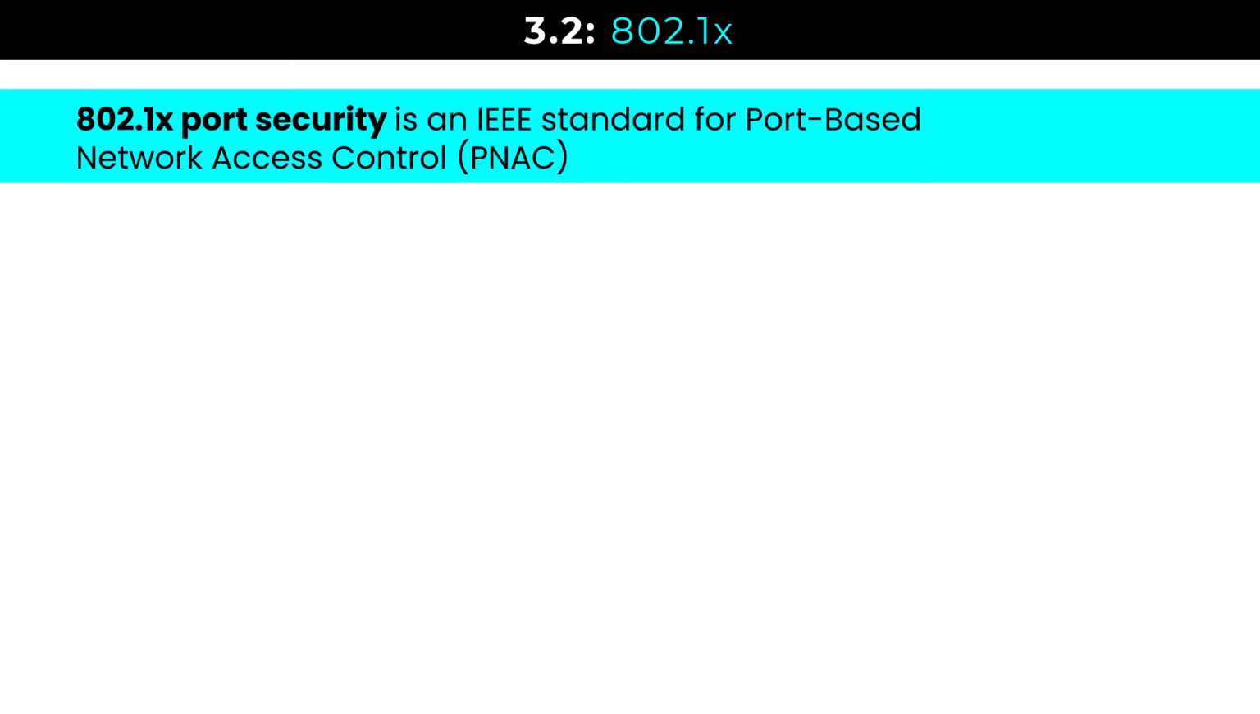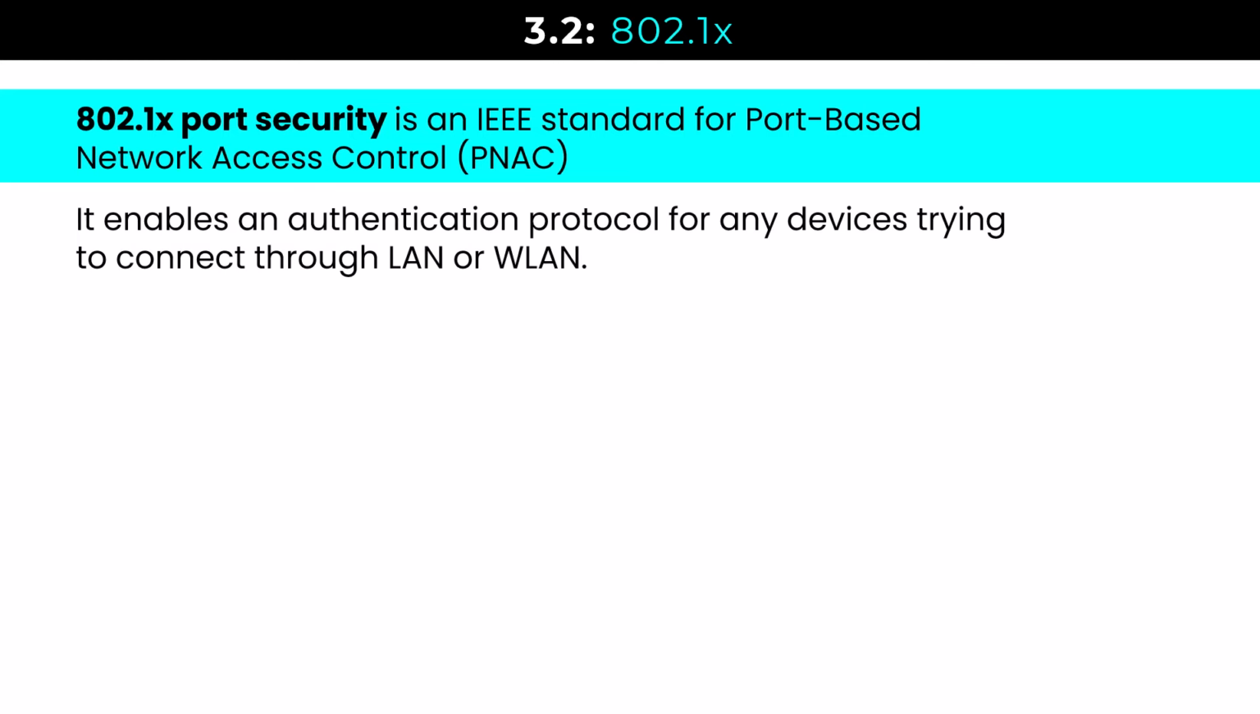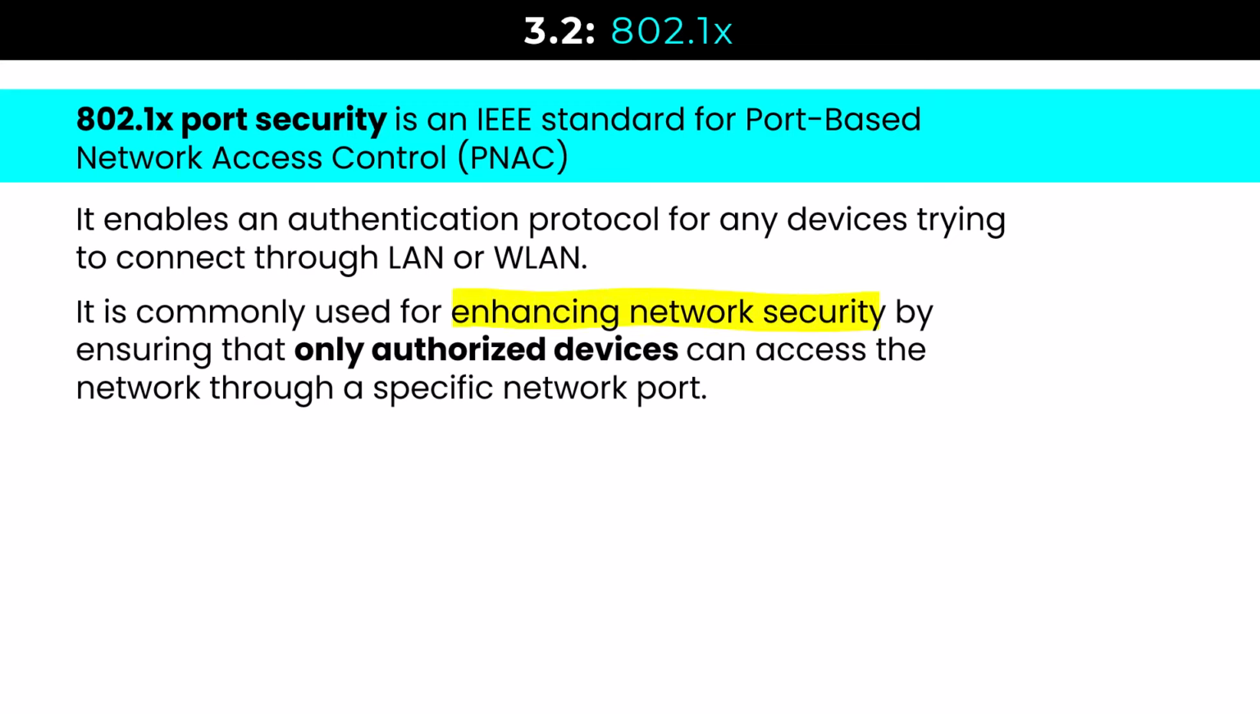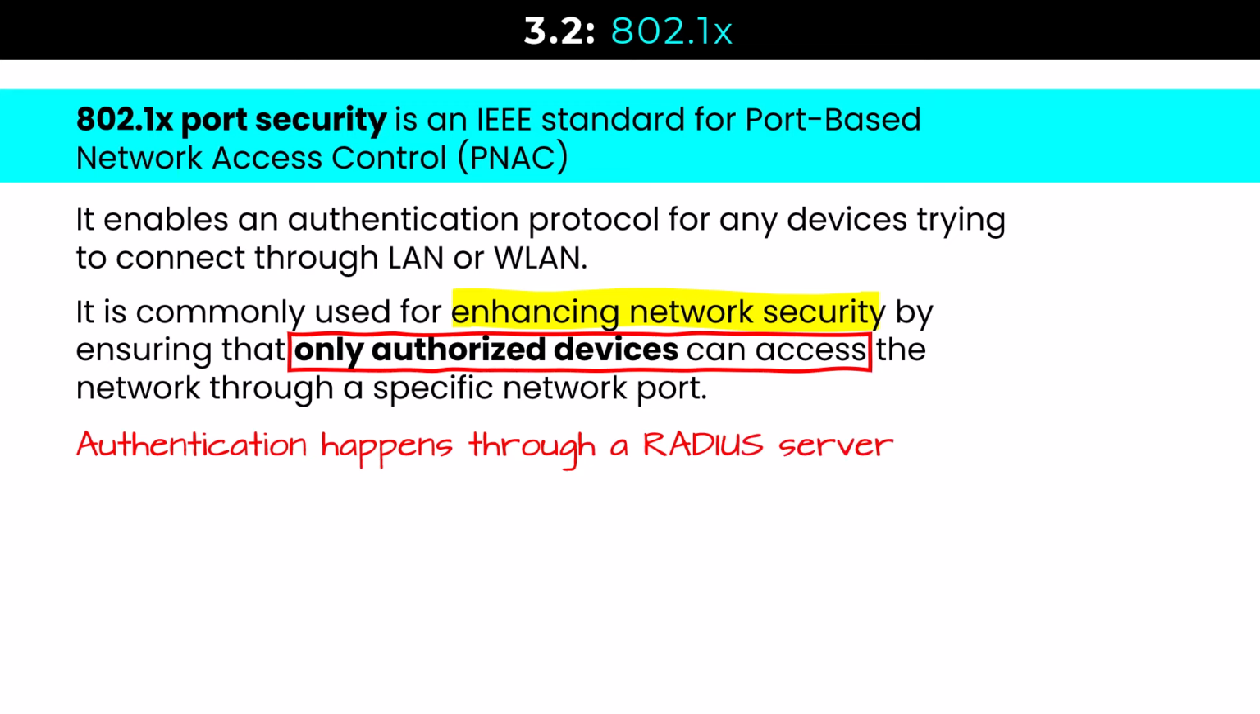Under port security, we see 802.1X security, which is an IEEE standard for port-based network access control. It basically enables an authentication protocol for any devices trying to connect through the LAN or the wireless LAN. It's commonly used for enhancing network security by ensuring that only authorized devices can access the network through a specified network port. Authentication would happen through a RADIUS server.